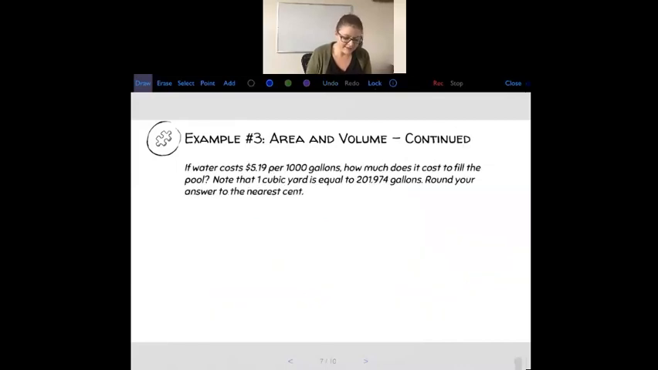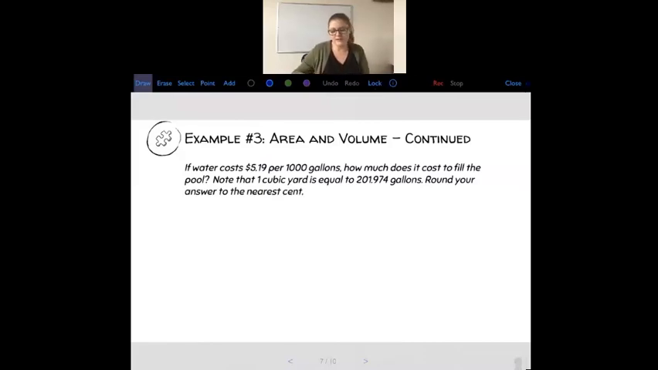Next, we're going to continue, so keep the last problem up or in your mind. If water costs $5.19 per 1,000 gallons, so 1,000 gallons is $5.19, how much does it cost to fill the pool? Note that 1 cubic yard is equal to 201.974 gallons, and round your answer to the nearest cent.